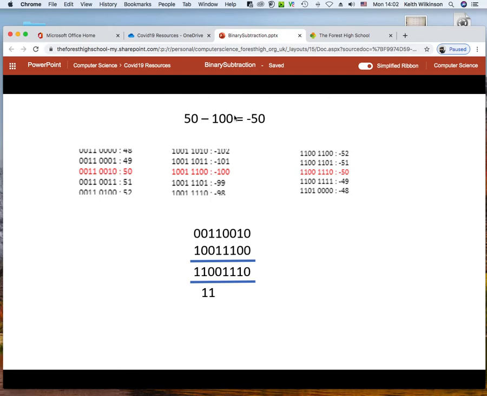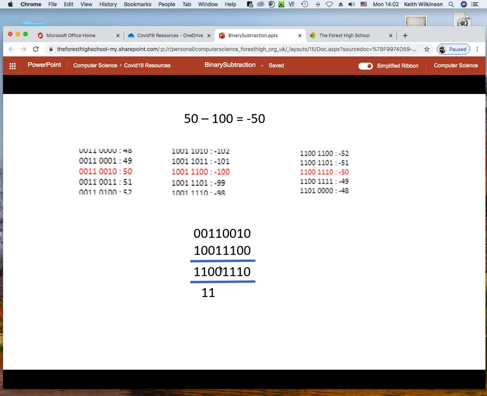The next number I need is -100. So I look in my table for -100 and I write its bit pattern down, and that is 1, 0, 0, 1, 1, 1, 0, 0. Now I just add the two numbers together because every time we do subtraction we're just adding. So nothing plus nothing is nothing. 1 plus nothing is 1. Nothing plus 1 is 1. Nothing plus 1 is 1.